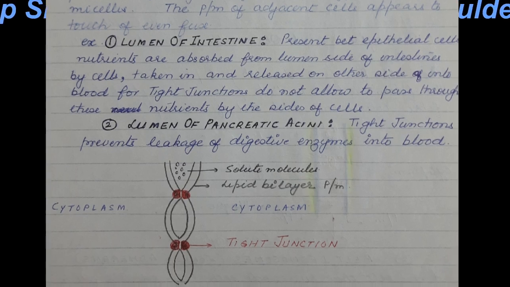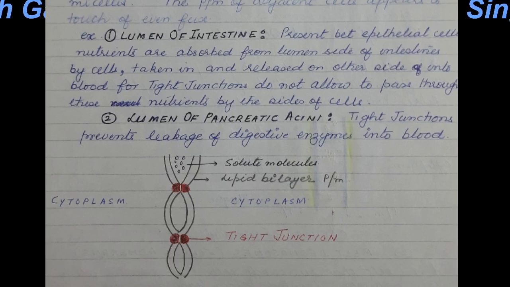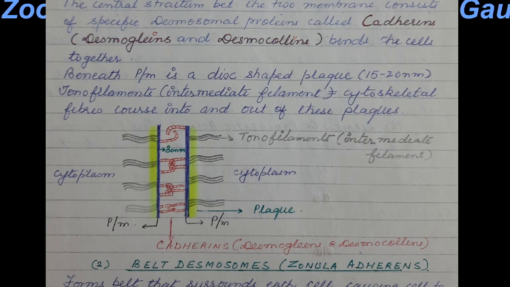You can see the tight junction in the diagram, which depicts how tight junctions look. This is on the left and right side. You can see the cytoplasm of cell 1 and cell 2, and the solute molecules are trying to penetrate the lateral side, but you can see the tight junctions, which are depicted in red color. They seal off the lateral passages.